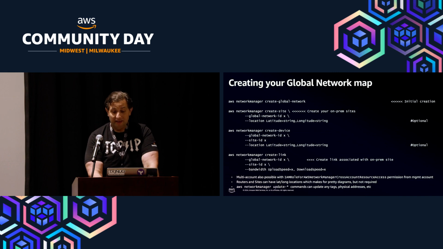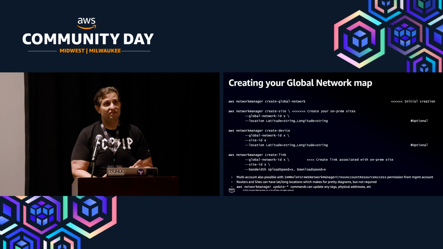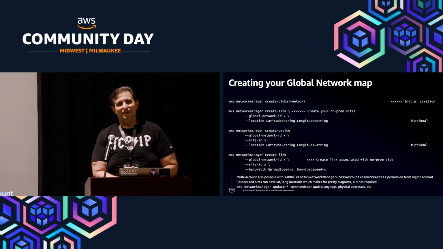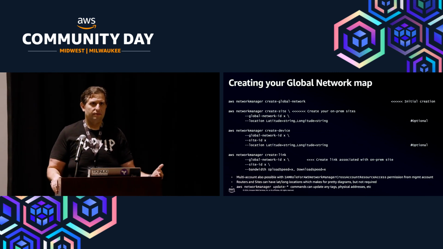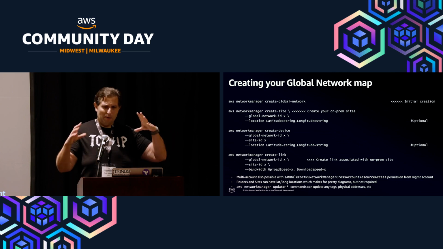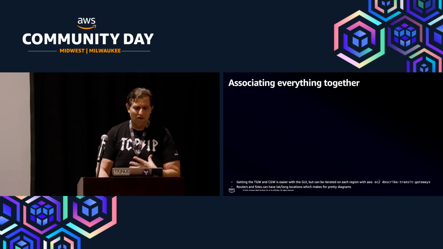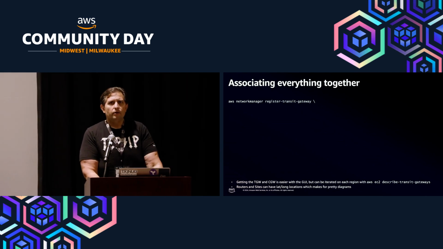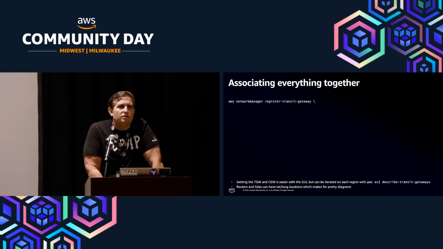Now, I can also update any of this information, tags, physical addresses. So you're not relying on just, hey, I have this infrastructure, opening up my console and looking at text blocks. Now I have a nice, pretty map to look at all of this information. Okay, now at this point, I'm going to register my transit gateway.